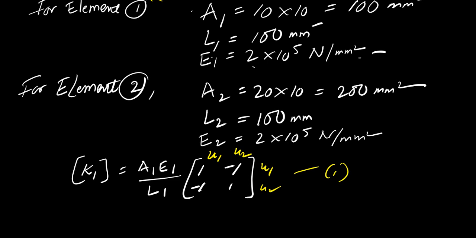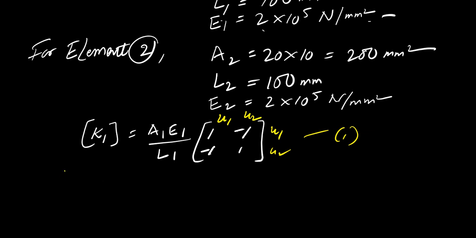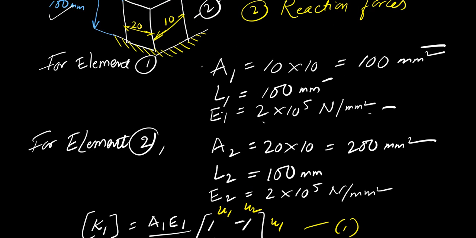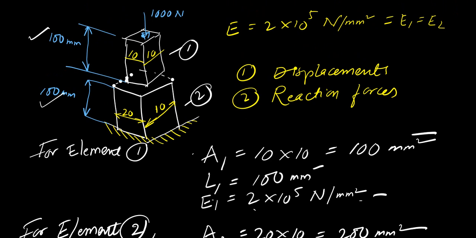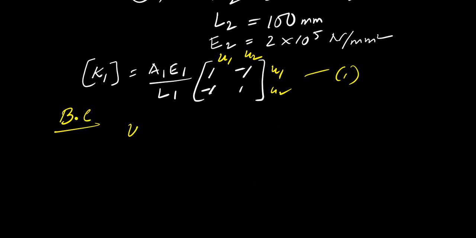Then apply the finite element equation, Ku equals F. Once the finite element equation is written, you go for applying the boundary conditions. So I will tell you how to identify the boundary conditions. What will be the boundary conditions here? This is a fixed end. We have taken this as node 1, this as node 2 and node 3. So node 3 means U3 is 0. That is the first condition. U3 is 0 because it's fixed.